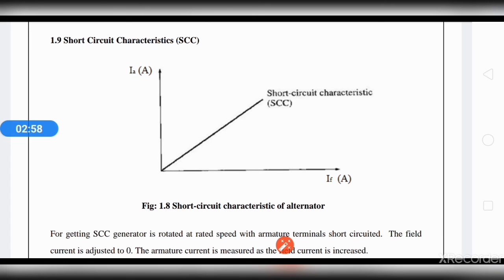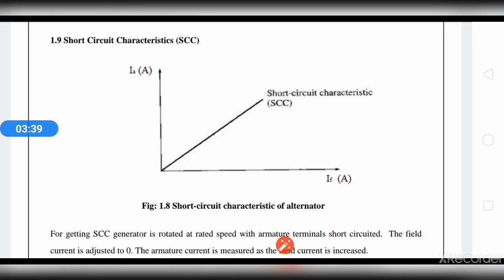To get the SCC characteristic of the synchronous machine, the alternator is rotated at rated speed with armature terminals short circuited, and the field current is adjusted to around 0. The armature current is measured as the field current is increased step by step, which gives the relationship between the armature current and field current, which comes out to be a linear relationship between them. So this is all about the OCC and SCC characteristic of the alternator.